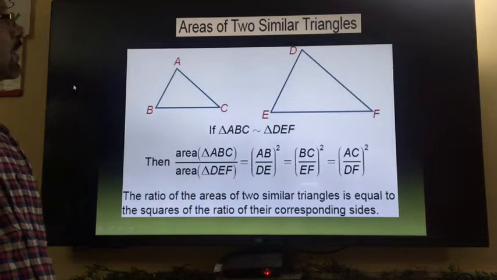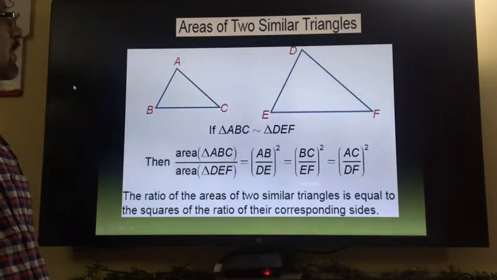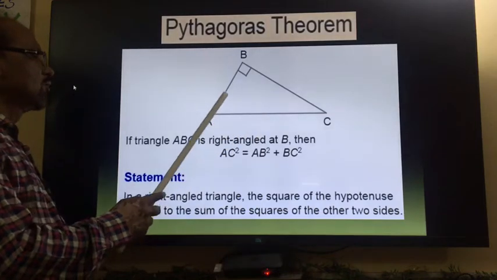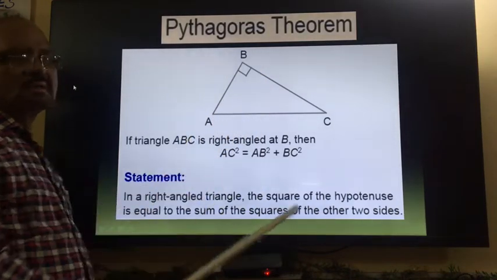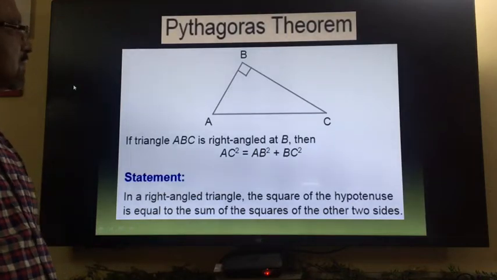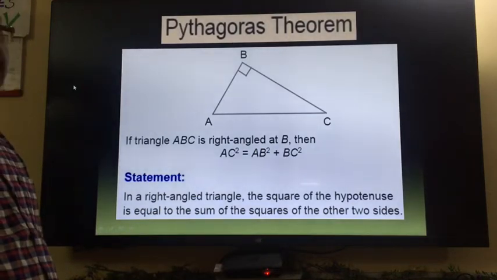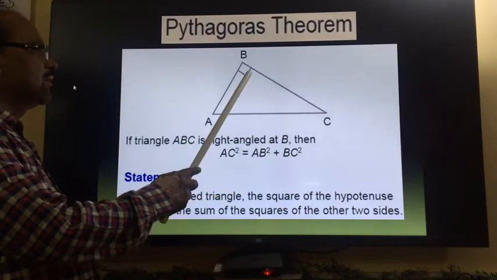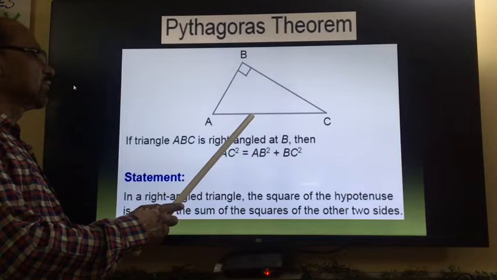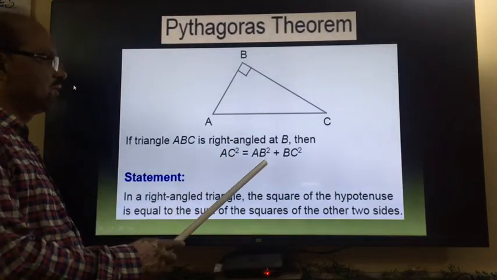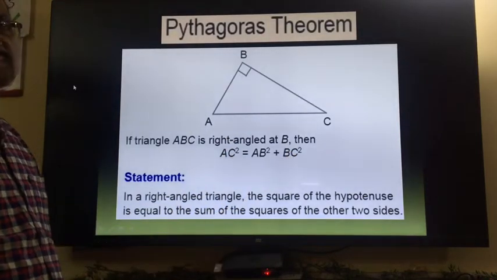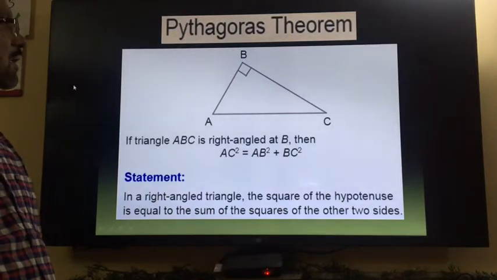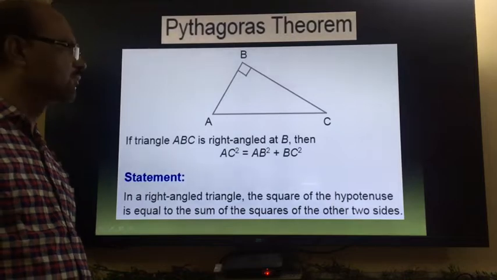Now two more theorems are there. One is Pythagoras theorem, that in a right triangle the square of the longest side is always equal to the sum of the squares of the remaining two sides. So in a right triangle ABC, right angle at B, the square of the side opposite to 90 degrees, that is AC square, is equal to AB square plus BC square. This was Pythagoras theorem. I have already explained the proof of this. If you want, then I will explain it again for you.